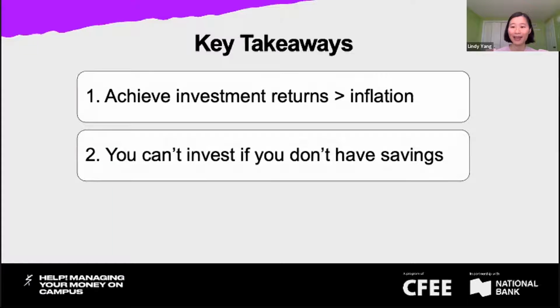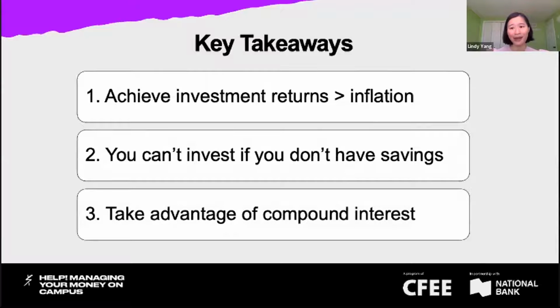Second, you can't invest if you don't have savings. Once you have savings, you can make decisions about how to invest them. That means in order to start investing, you need to find small ways to set some money aside each month for the purpose of ultimately investing in you and your future goals.